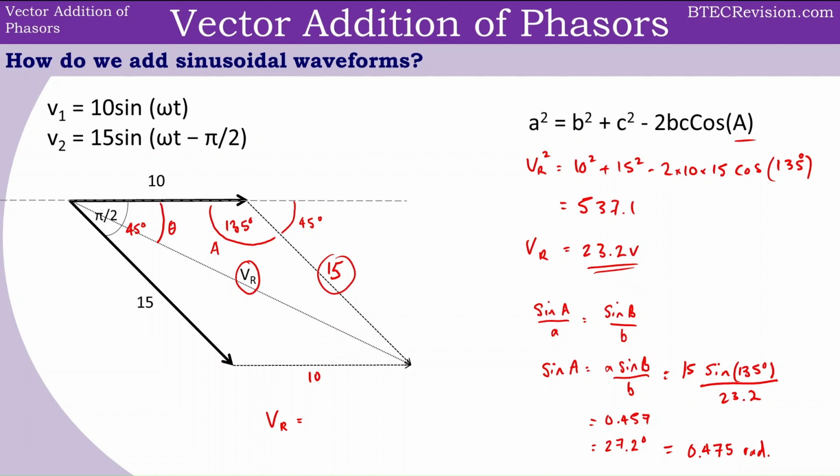So VR is equal to 23.2 times sin(omega t minus 0.475), and that would be in radians. You can also work this out using scale drawings. So we can use a ruler to work out the lengths and a protractor to work out the angles.